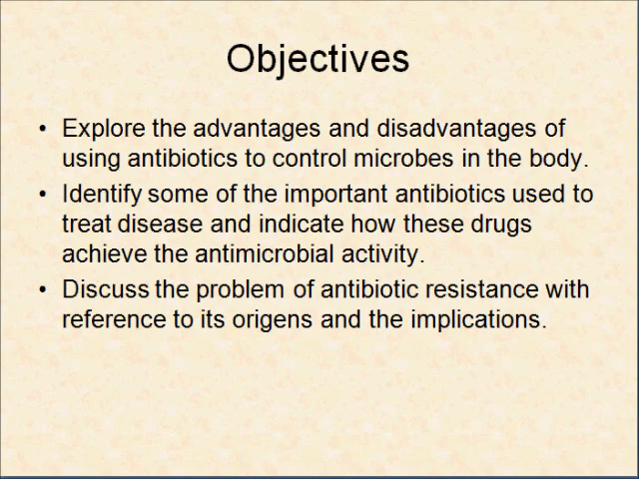The objectives: explore the advantages and disadvantages of using antibiotics to control microbes in the body. Identify some of the important antibiotics used to treat diseases and indicate how these drugs achieve the antimicrobial activity. Discuss the problem of antibiotic resistance with reference to its origins and its implications. Additionally, there will be some material on the history of the development of antibiotics. You should know some of the key names such as Fleming and Domagk.